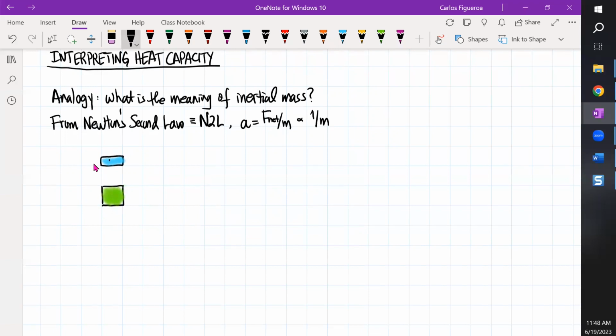So I'm going to imagine that this is a tiny mass, and this is a much larger mass. What we're going to do here is apply the exact same force on each block. So that means we have this amount of net force acting on this, and the exact same net force here. What actually happens here? As this block accelerates away, here's what we see.